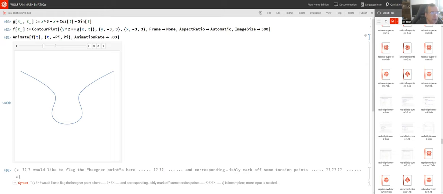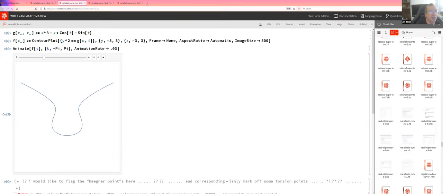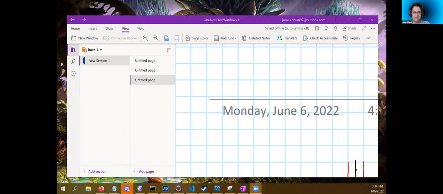Now I have to switch back to the other screen sharing here. So I'm back here. I've got to get better at this switching. Okay. And I'm trying to draw these pictures again.